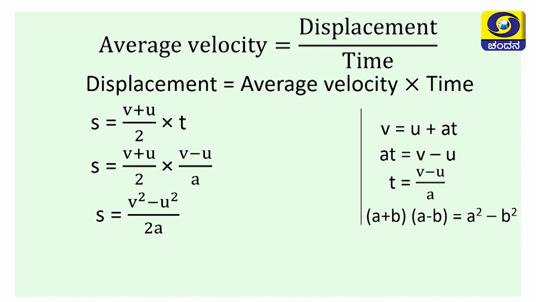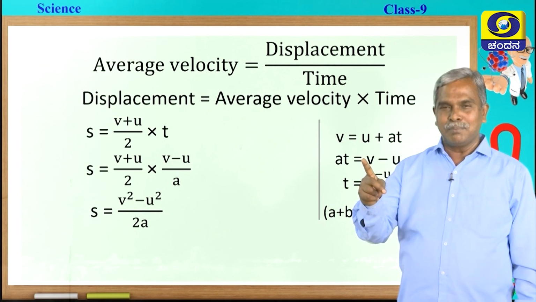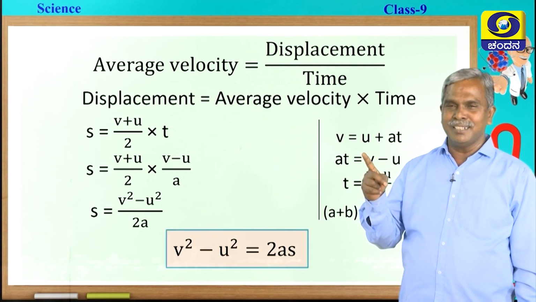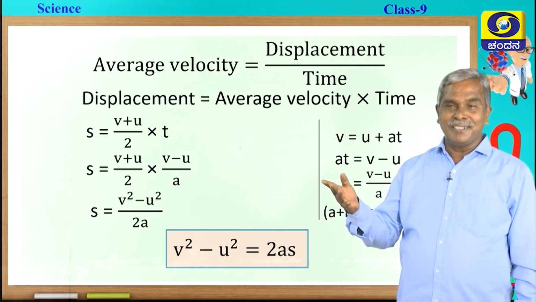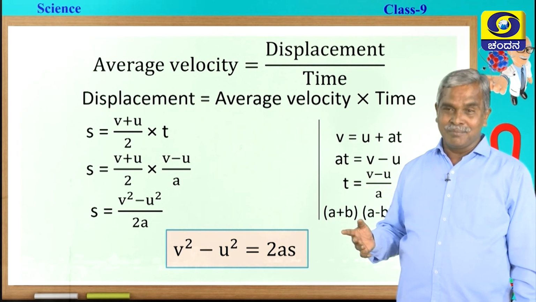Now, tell me children, what do we have to do as per the mathematical operation? Yes, we need to cross multiply. After cross multiplication, we get v square minus u square is equal to 2as.